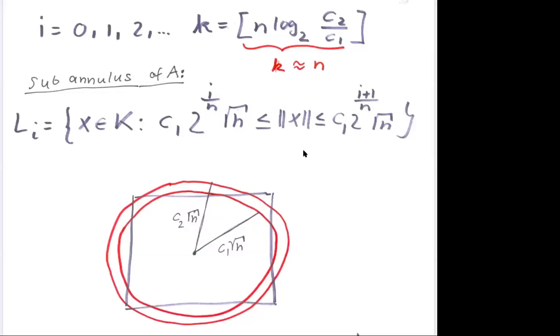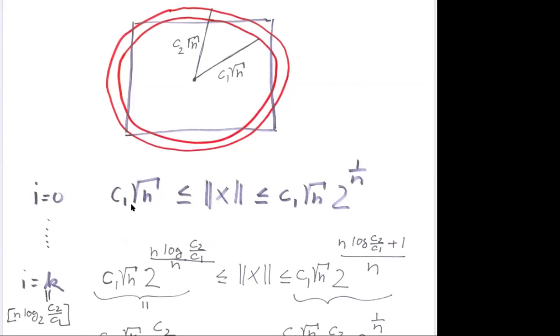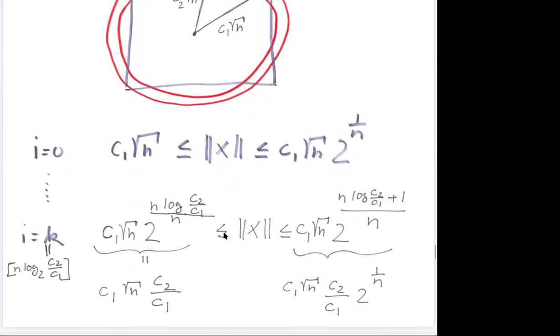And so for i equals 0, we'll just start at C1 root n, that is at the lower point of our annulus, and we'll go up to C1 root n 2 to the 1 over n. And as we march through the annulus, we'll end up with our i being k, which is this number here. So we'll end up at C1 root n 2 to the n log base 2 C2 over C1 over n.